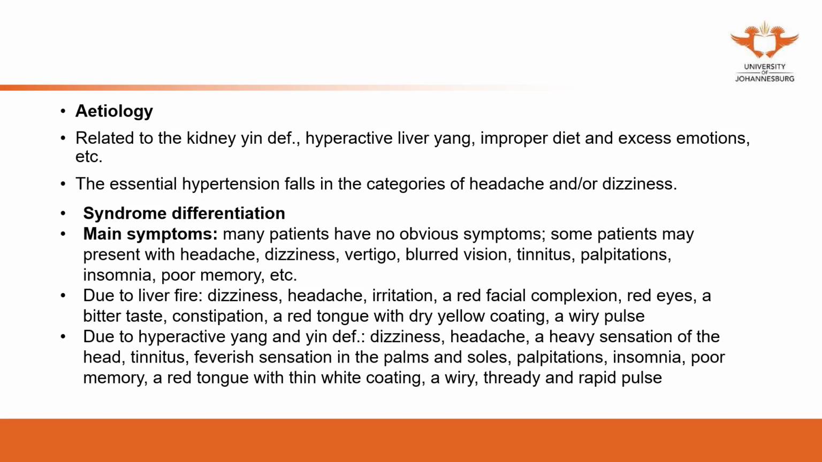One is deficiency, one is excess. So the deficiency may be the kidney deficiency, such as the kidney yin deficiency, the spleen deficiency. The excess can be the hyperactive liver, improper diet, emotion, etc. So when we're talking about hypertension specifically, the deficiency is more related to the kidney deficiency, the excess will relate to the hyperactive liver yang, improper diet, as well as excess emotions, such as anger.